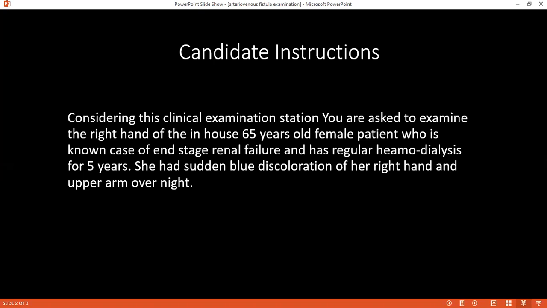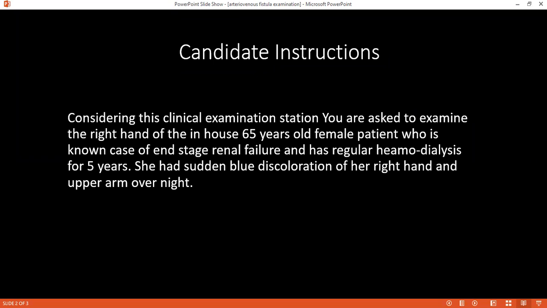The position of the patient will be lying down with the arm by the side on a pillow, and the whole arm, the shoulder area and chest area should be exposed for this. So I'll begin my examination by inspection. In inspection, I'll look for the site of the fistula. It could be brachiocephalic or radiocephalic in the wrist area, brachiocephalic in the brachial or cubital fossa, and it could be a transposed brachial or cephalic AV fistula also.